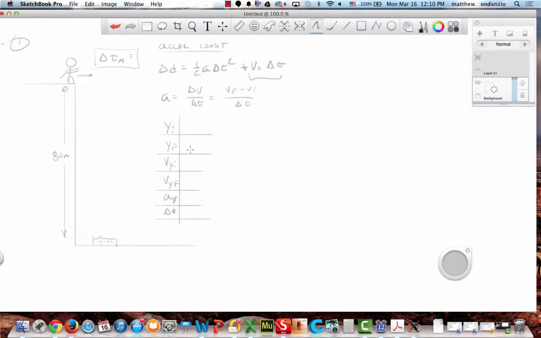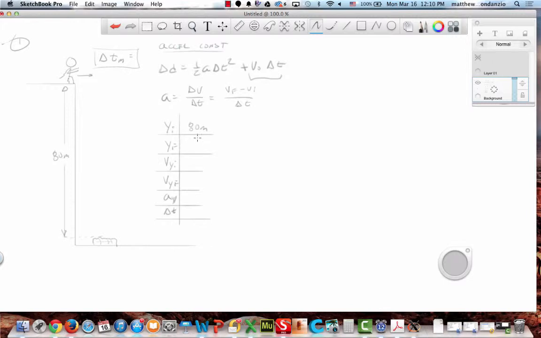Okay, so the y initial is my initial position. What's my initial position? Y-axis. The Superman, right? Where is it? What's my initial position? No, 80. Plus 80 meters. This is why I'm having you do this. It's 80 meters. Okay?